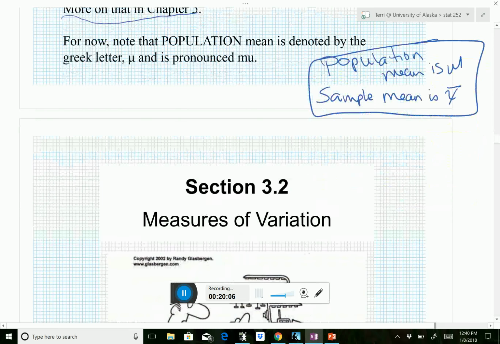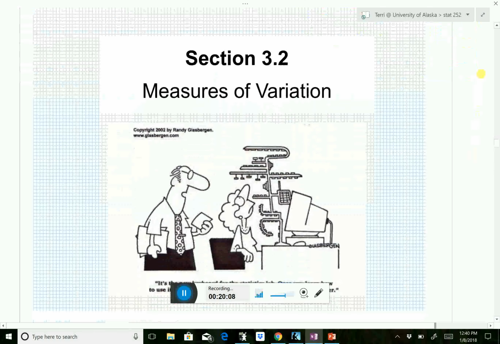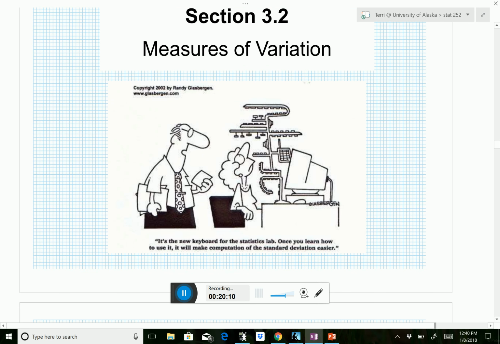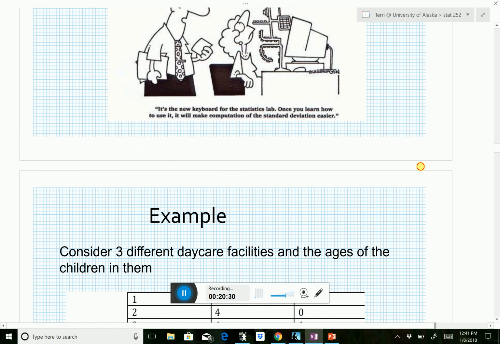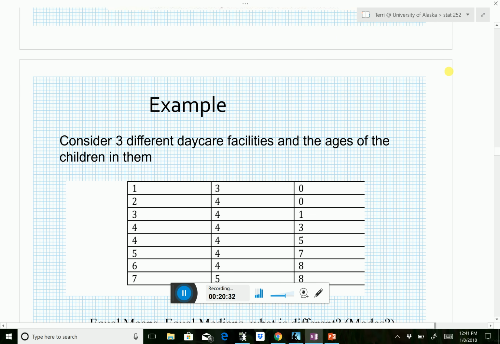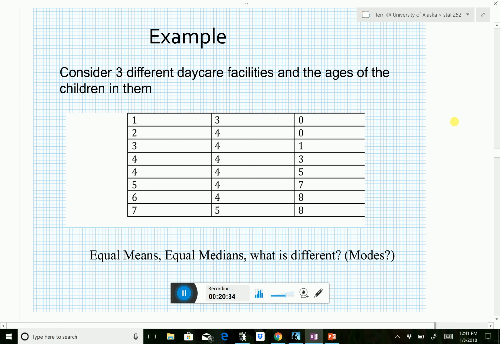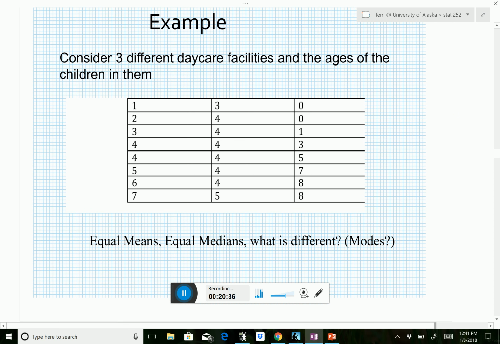So let's talk about measures of variation. Here's my joke for that. It's the new keyboard for the statistics lab. Once you learn how to use it, it will make computation of the standard deviation easier. After I'm done showing you how to find this, I'm going to show you how to use your calculator to find all of these things and make it very, very simple for you. But let's talk a little bit about standard deviation, what it does and what it is. It's a very abstract concept.